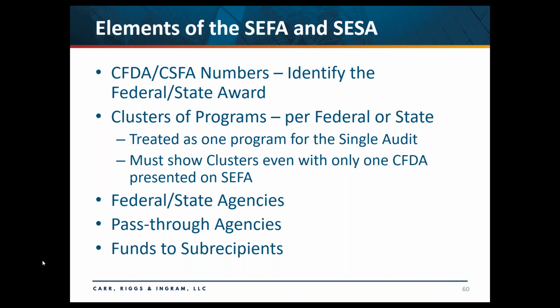Clusters of programs also exist. Those are different programs that are clustered together for purposes of the single audit because they are so interrelated and, in some cases, similar. For example, the child nutrition cluster: you're buying food and paying people to prepare both breakfasts and lunches out of that same pool of expenditures. So those are two separate programs that are clustered. The CIFA will also show the federal or state agency that's awarding that money, the pass-through agencies that are involved in getting that money down to the local government or nonprofit level, and any funds that have been provided to subrecipients out of each program. Okay, we can move on.